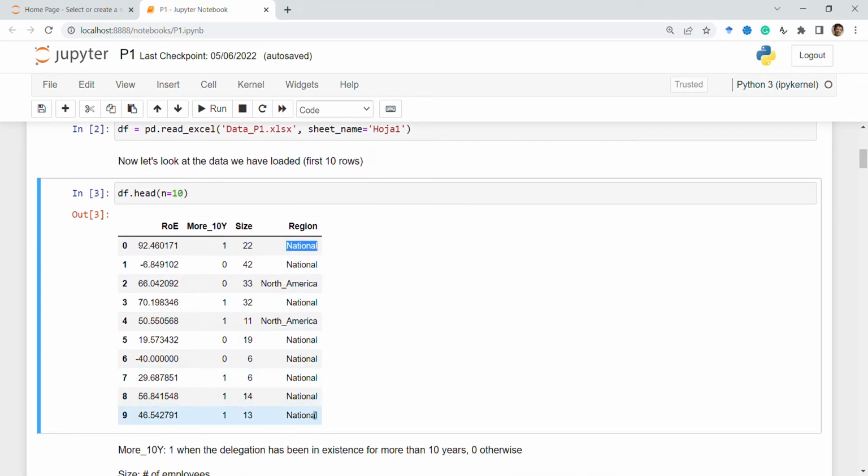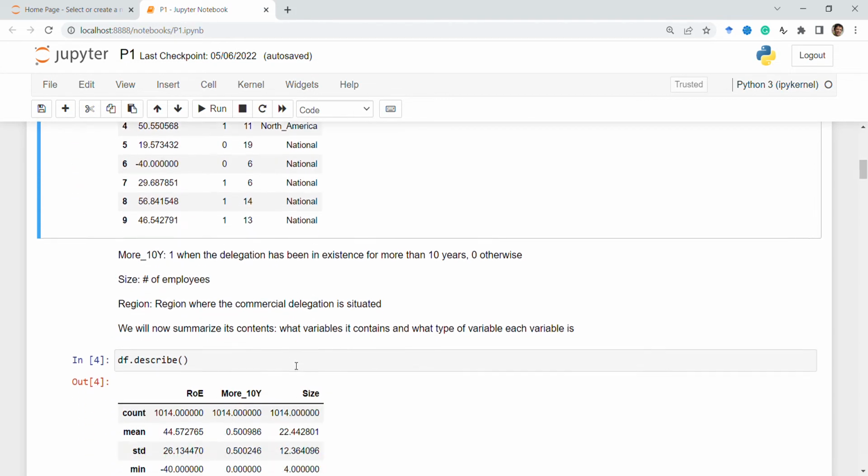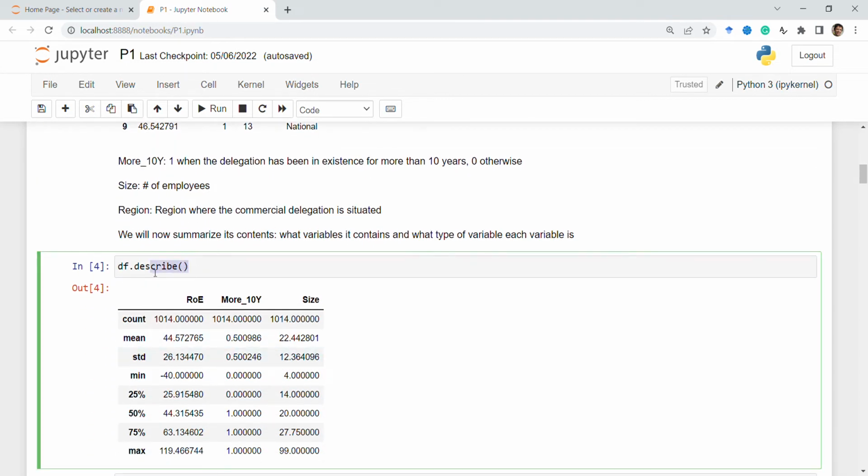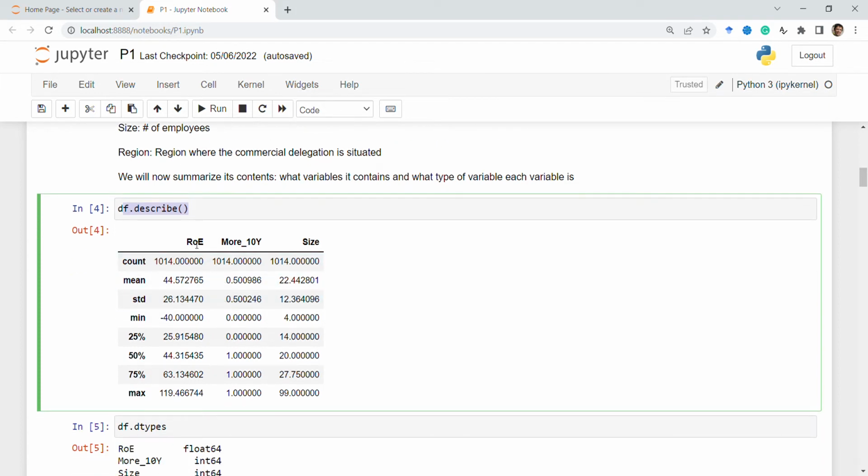And as we did before, what we will get first is the description of the numerical variables. So we see that the return on equity has a mean value of about 45%, and the minimum is -40, the maximum is 120. And here we have the percentiles, and also we see that half of the delegations have been open for more than 10 years, and the average size is about 22, the minimum is 4, the maximum is 99.